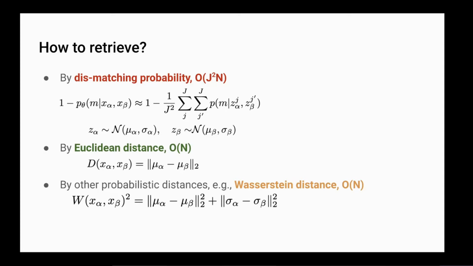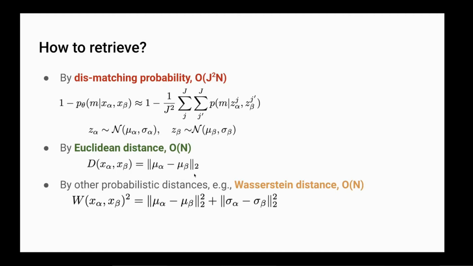So how can we compute the distances to retrieve the items? The first one is we can use the matching probability. Matching probability, as I said, is based on sampling. So let's say we sample J samples from each distribution. We have to compute J square pairwise distances here. Or we can just use the mean values as the feature vector, and we can compute the Euclidean distance.